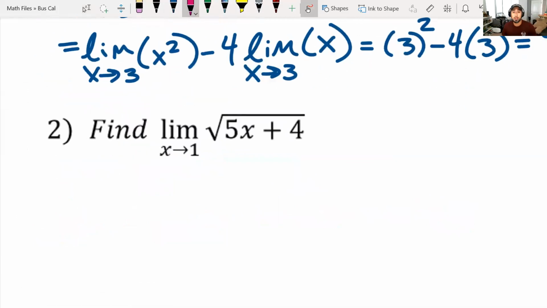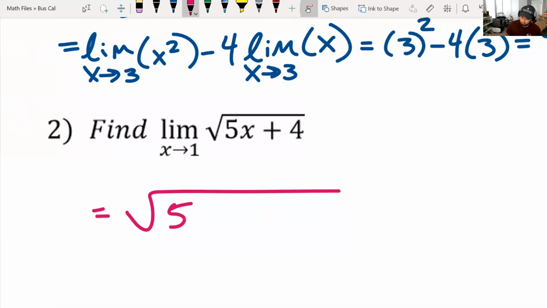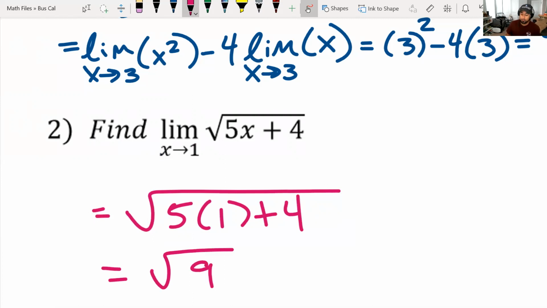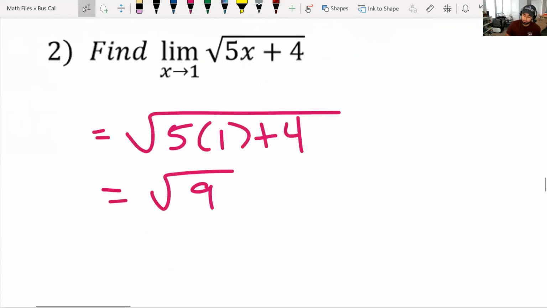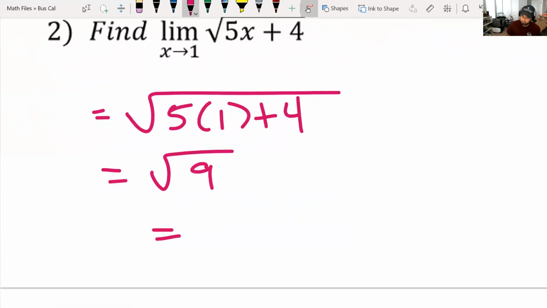Number 2, the limit as x approaches 1 of the square root of 5x plus 4. Let's just plug in 1 and see what happens. You'll get the square root of 5 times 1 plus 4, which will give us the square root of 9, which will give us 3. Sometimes, guys, it's that simple. Is calculus that simple? It sure is.